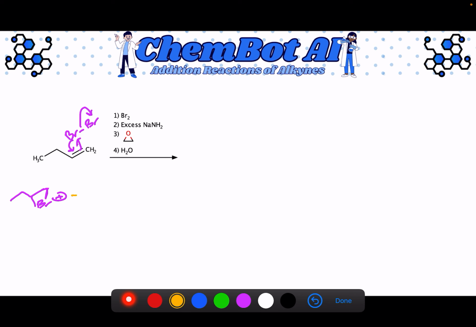Next, our newly formed bromide ion is going to attack one of the corners of our bromonium ion to free our bromine atom to form a vicinal dihalide. Now our vicinal dihalide is going to react with our sodium amide. And remember, when we have sodium amide and we have a vicinal dihalide, we are going to perform two consecutive E2 reactions.